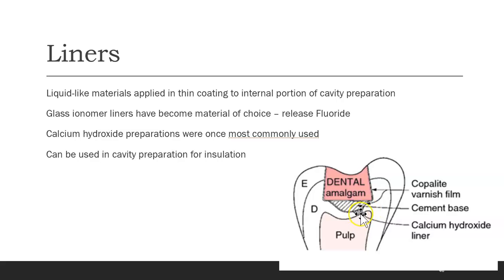This is a liner, which is right here. And there are many different types of liners as well. And as we mentioned, liners are good because they protect the pulp. So there's glass ionomer liners, and that is the material of choice today because it releases fluoride. We used to use a lot of calcium hydroxide liner. It was commonly used before, but now it has been replaced with glass ionomer liners. It's a very thin coating that you put to the very internal portion of the cavity preparation.